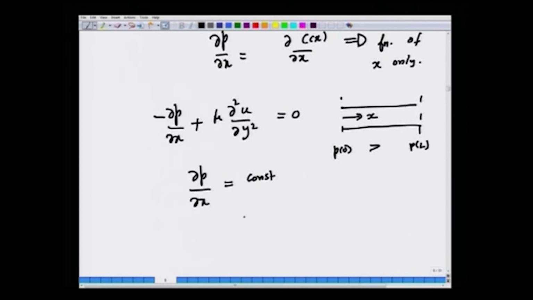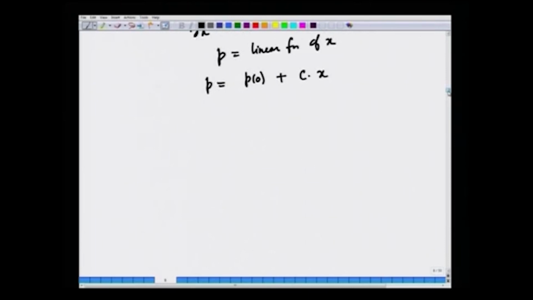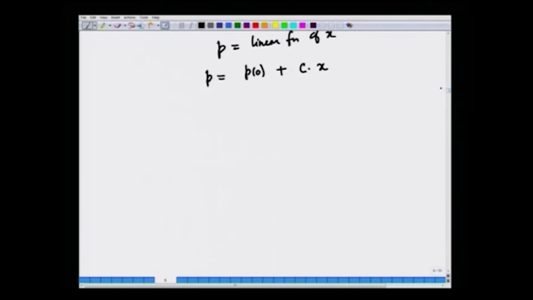So, if partial p partial x is a constant, that means p is a linear function of x. So, if I integrate this, I will get p is some p naught plus some constant times x. That is what it means.